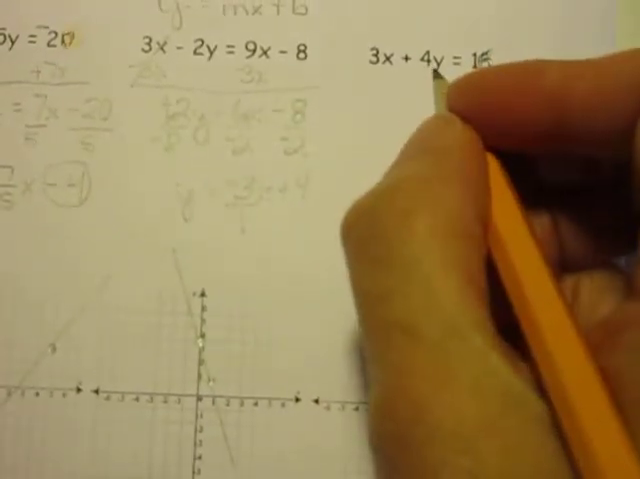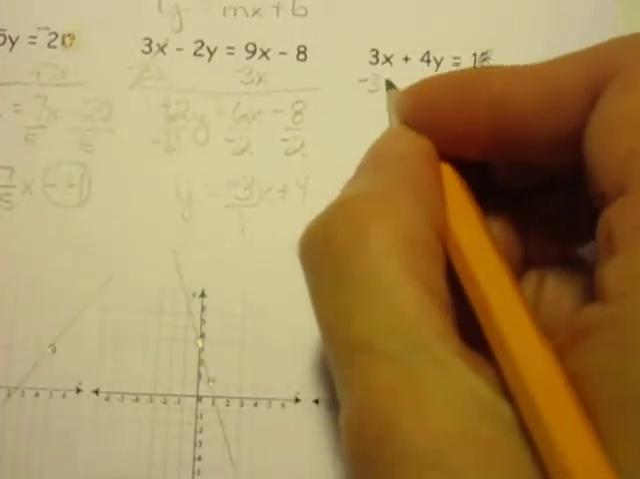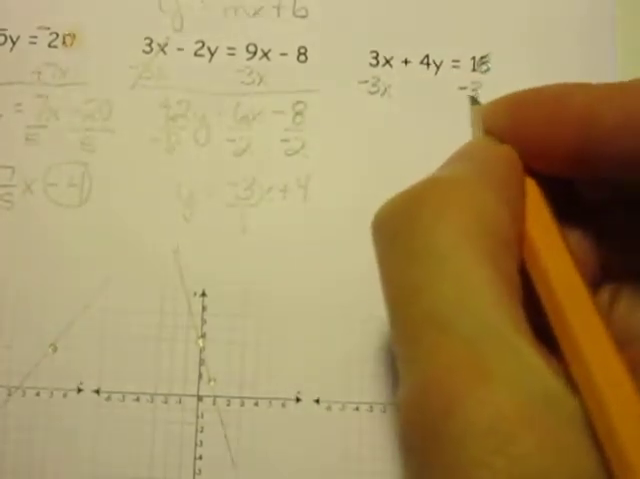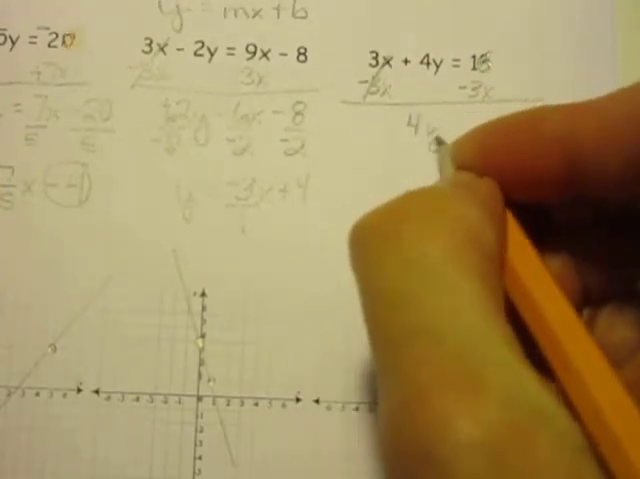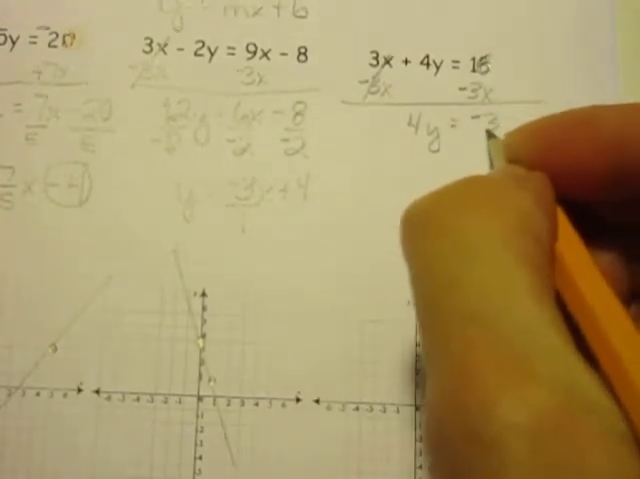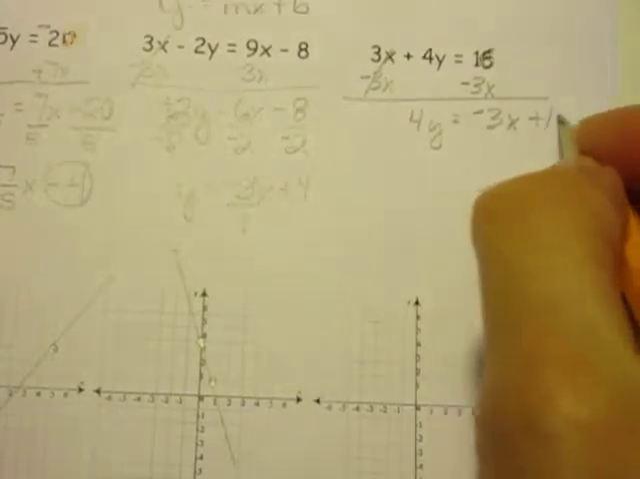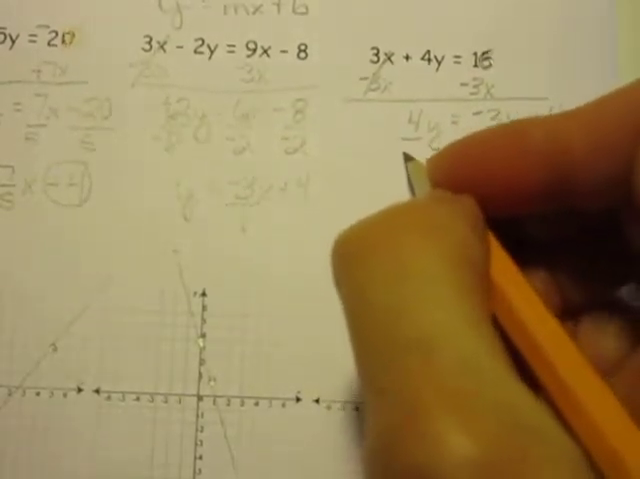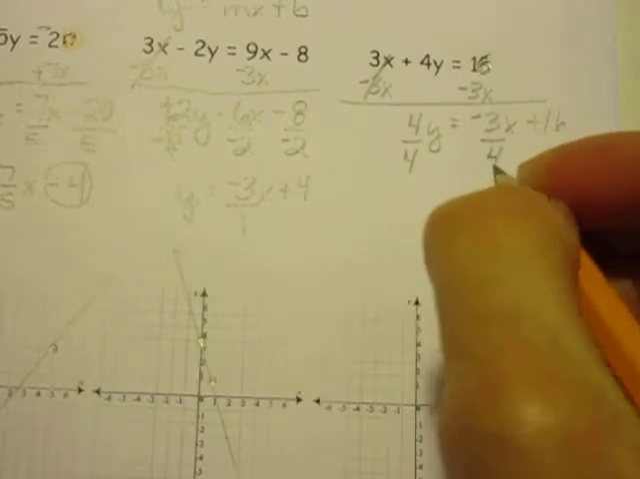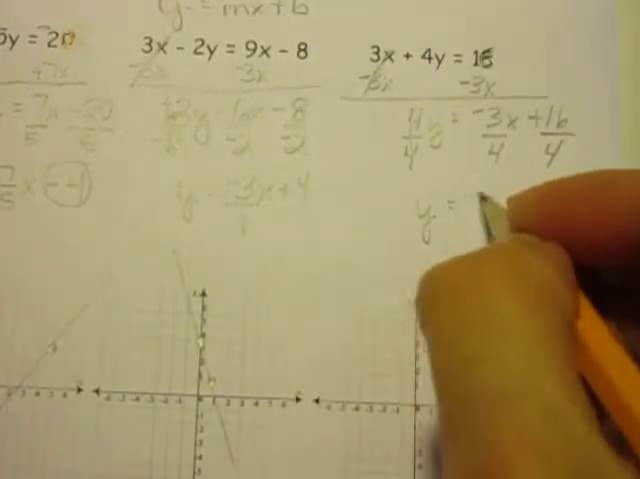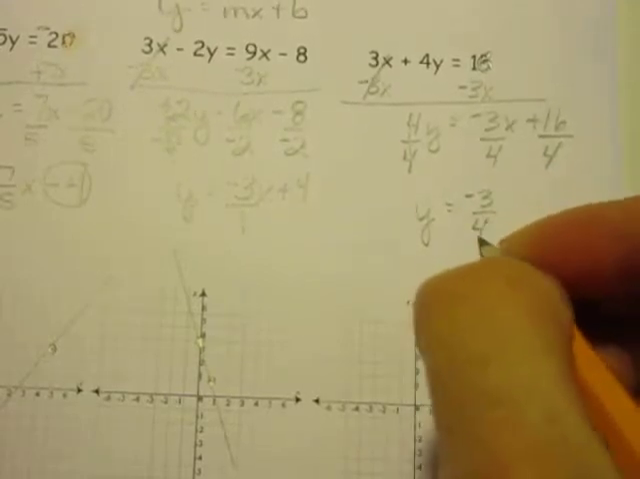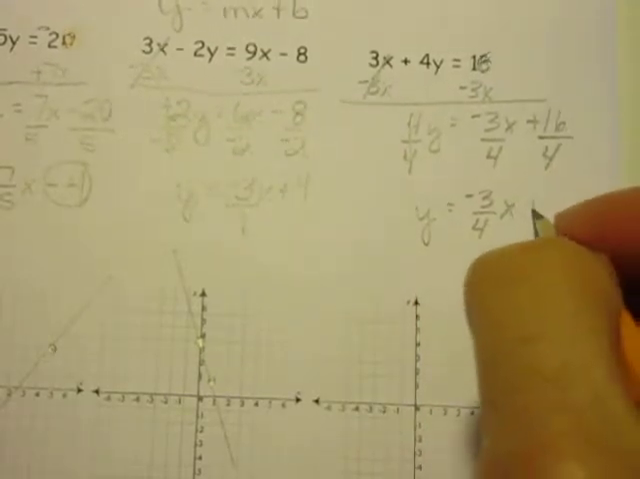we need to isolate and get y by itself. I'm going to start by subtracting 3x from each side. That eliminates, so now I have 4y is equal to -3x plus 16, and I'm going to divide each side by 4. Or each term by 4. I've got y is equal to -3/4 x. 4 goes into 16 4 times.